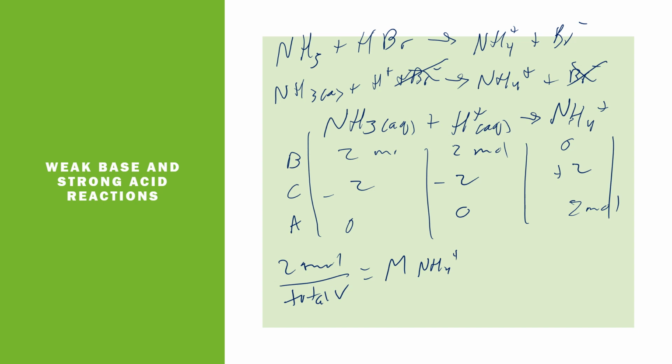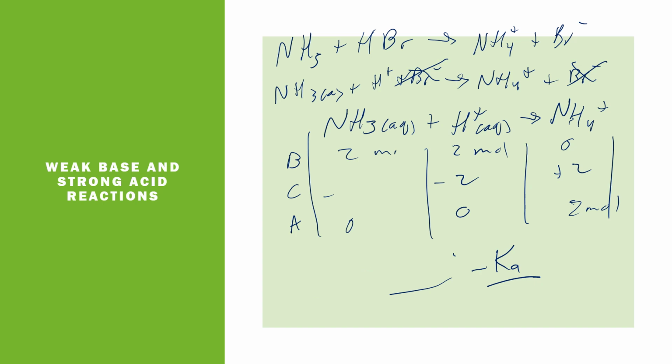And ammonium, as your conjugate acid, it will have a Ka value. You can use that Ka value and the molarity to solve for the pH of the solution, just like we did in section 8.3. So that's your first scenario when they're equal.